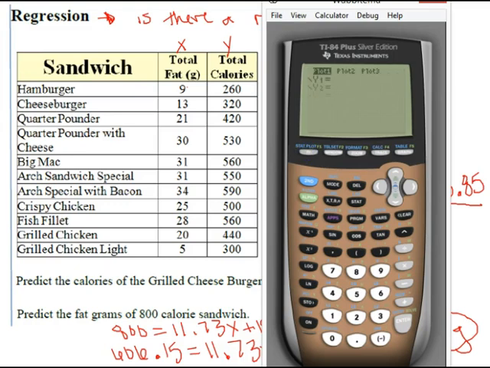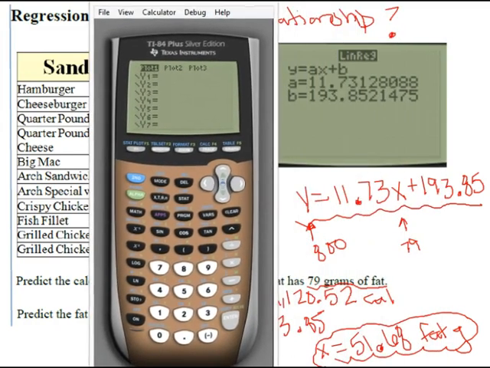And if you actually want to type in the equation, we can do 11.73x plus 193.85. We can see how close this line actually is at predicting. And notice how it's actually really good, okay? It goes through the middle of almost all of our data points.